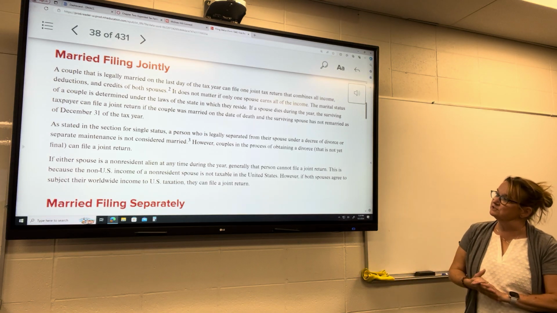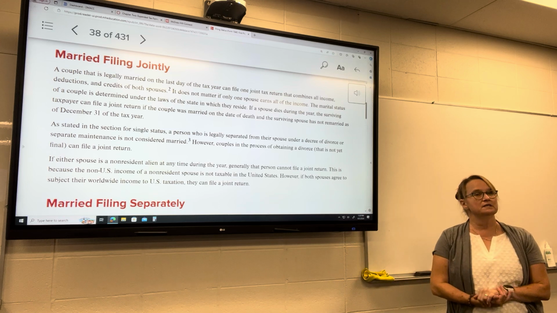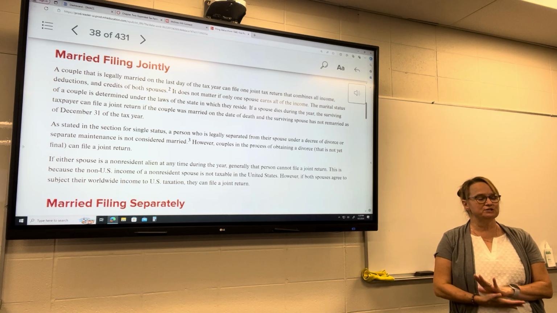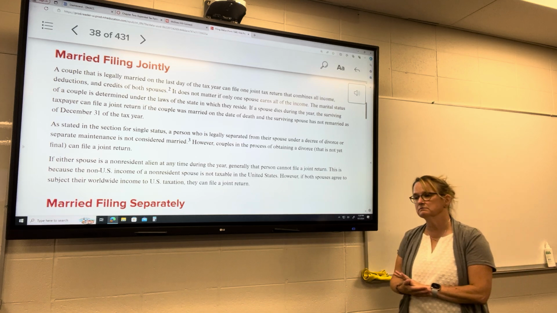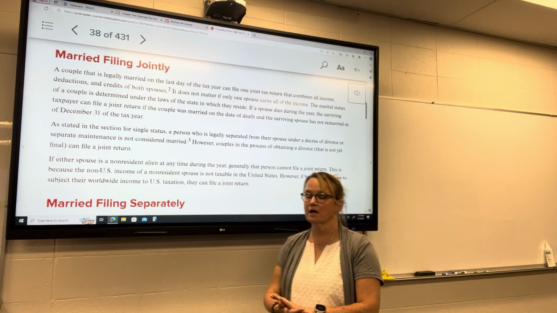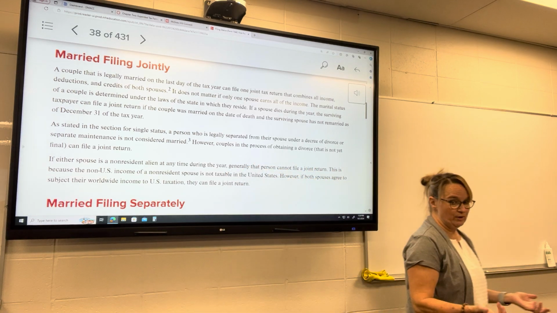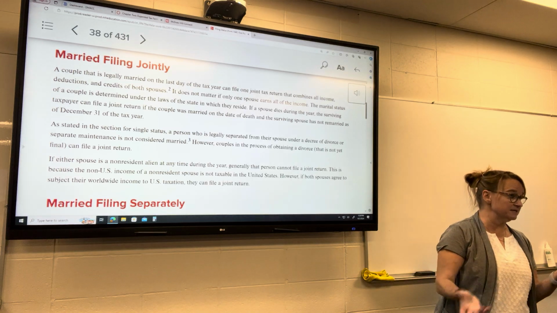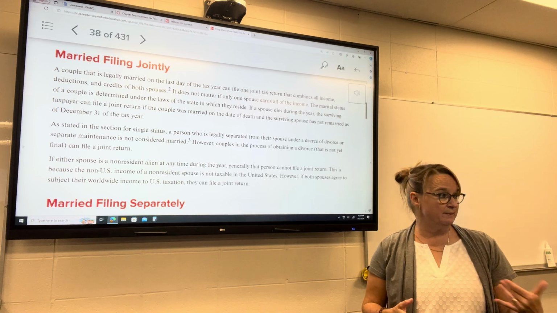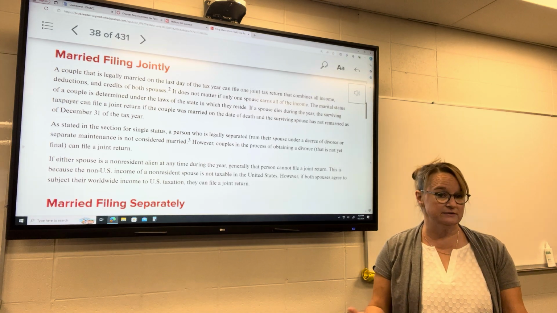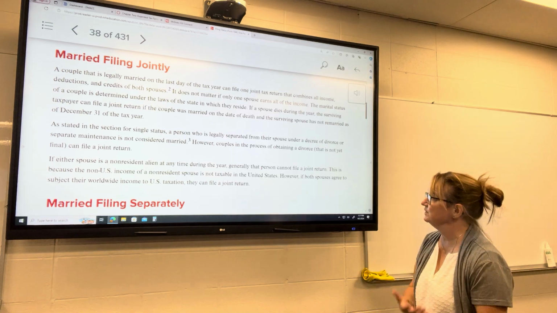Marital status is determined under the laws of the state in which they reside. This really isn't as much of a big deal now as it was probably 10 years ago. 10 years ago, same-sex marriage was not nationally recognized. It was on a state-by-state basis. So whether an individual was married or not was dependent upon the laws in the state in which they resided. Now that's not so much an issue.